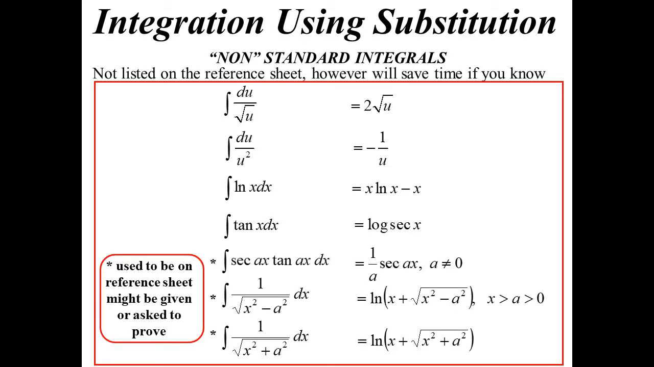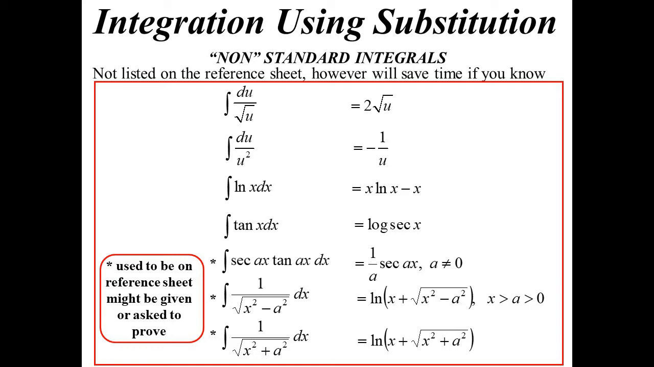Then there's these three. Now they used to be on the reference sheet once upon a time, but they're not anymore. For some reason they took them off. They might give them to you, which is nice if they do. They might ask you to prove it, but if they don't do either, you can quote them.